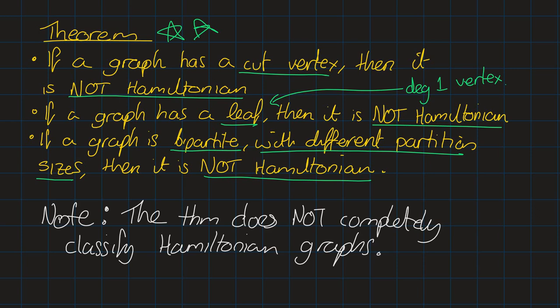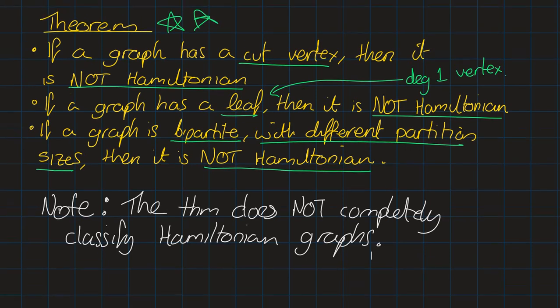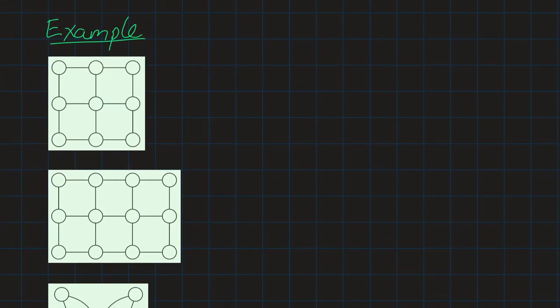What I mean by that is this theorem is a bunch of one-way implications. It's saying stuff like, if you have a cut vertex, then you're not Hamiltonian. But the converse is not necessarily true. Just because you don't have a cut vertex, that does not mean that you are necessarily Hamiltonian. It's possible to not have any cut vertices and still not be Hamiltonian. So let's do some examples, because to get your head around this theorem, you really need to do examples. The question is just, are these graphs Hamiltonian?